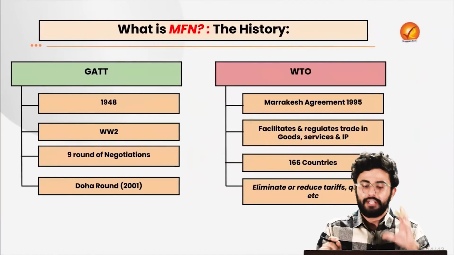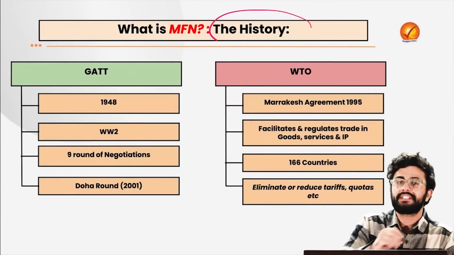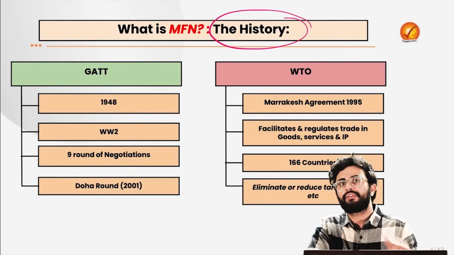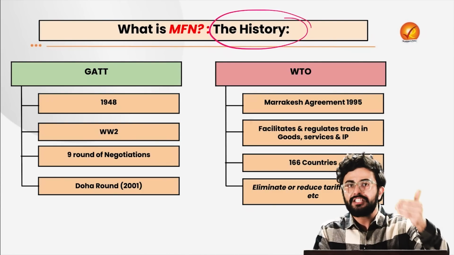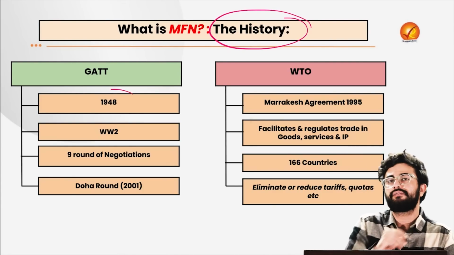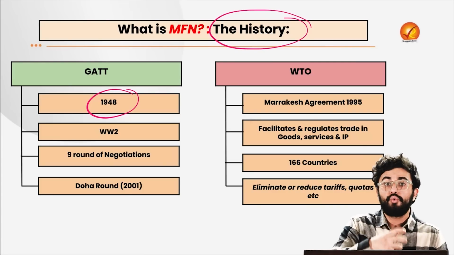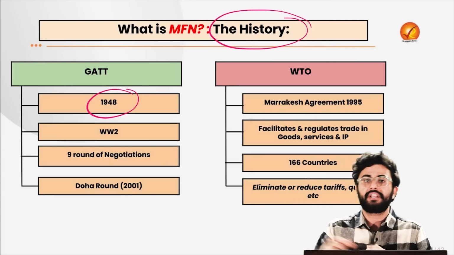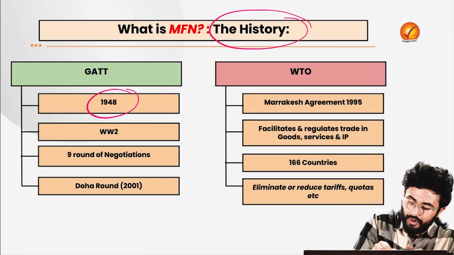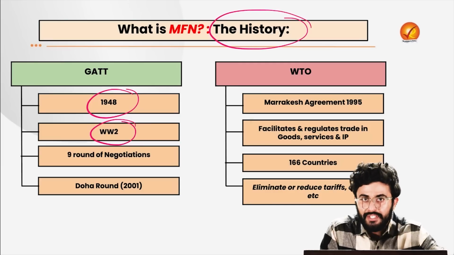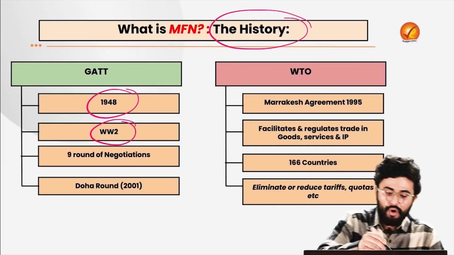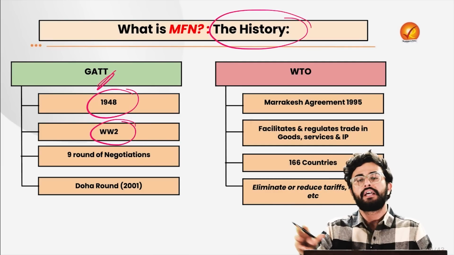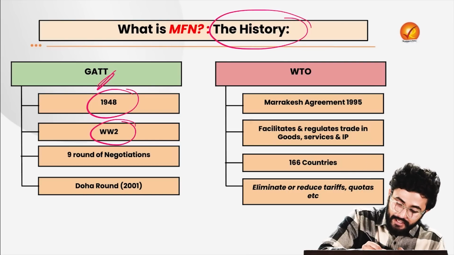When we have understood this, let's try to dwell into the history of this MFN status, the idea of which originated from the General Agreement on Tariff and Trade, which came into force in the year 1948 after the huge trade distortion which had taken place because of the after effect of World War II. From there, 9 rounds of negotiations have taken place till now under the General Agreement on Tariff and Trade. The first one actually took place in Geneva.